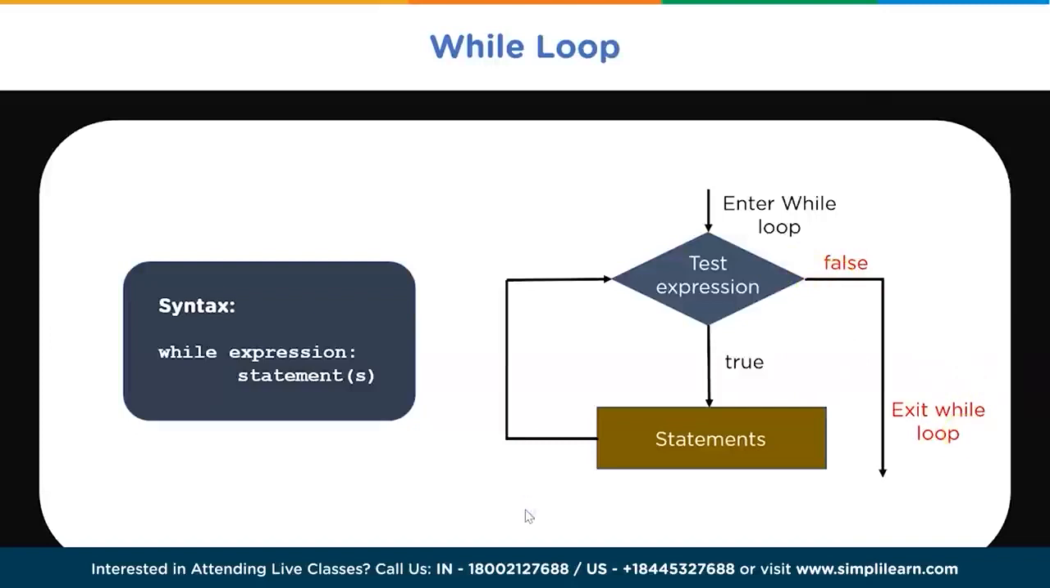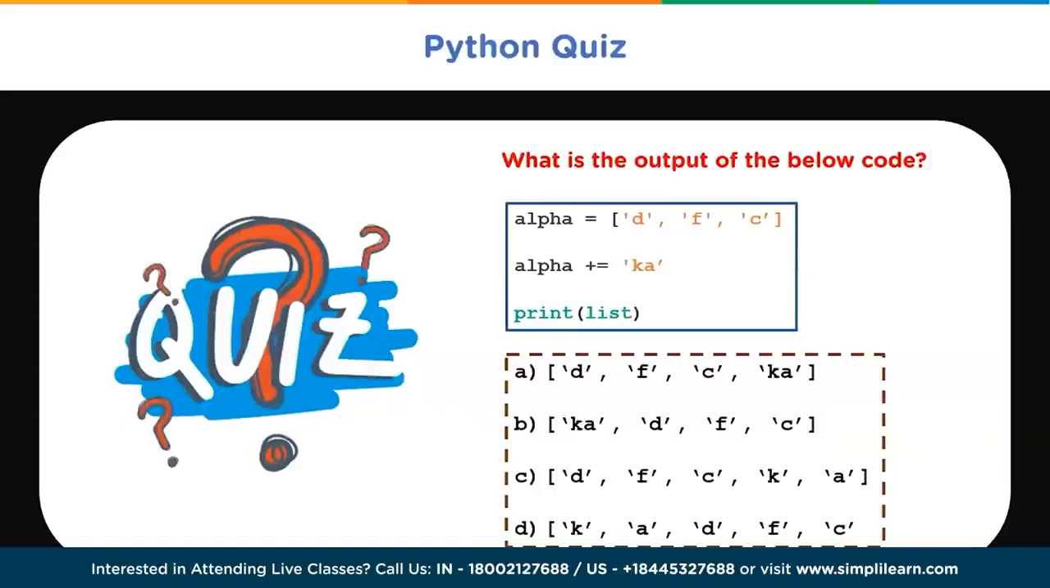Now before I move on, I have a question for you. So here is a Python quiz question. I want you to tell me the output of the below code. So this is regarding a list. I have declared a list called alpha that has D, F and C as its elements. Then I'm saying alpha plus equal to 'KA', which is again a string since it is within the single quotes. Then I'm printing the list.